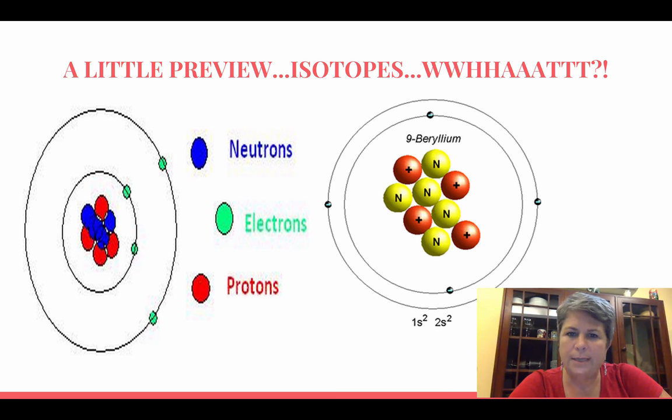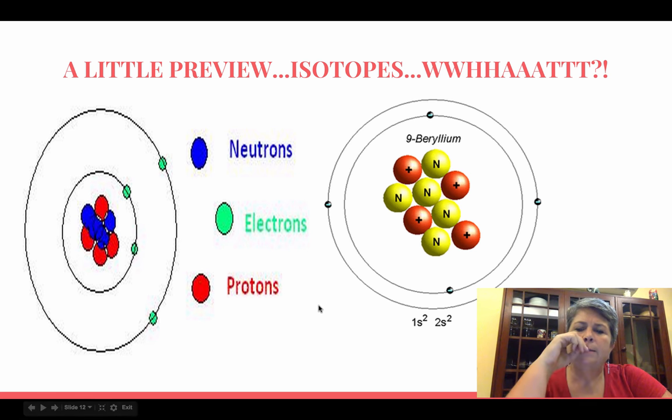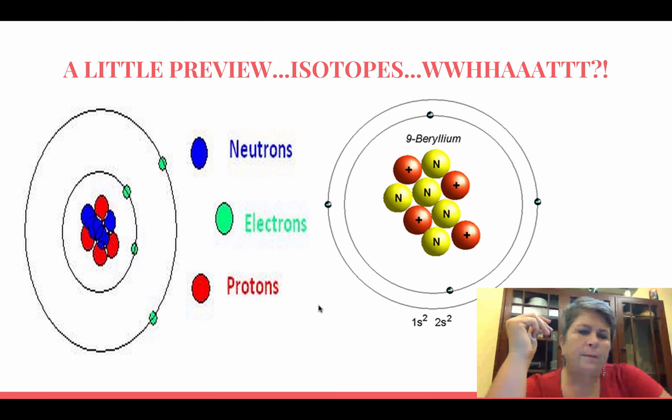Isotopes is another concept that's really quite simple once you get used to it. But remember how I said that the atomic number tells you how many protons, and the number of protons in an atom tells you which element you're dealing with. So if we look at both of these examples here, this one has 4 protons. The protons are in red. And this one over here has 4 protons, also in red or orange. Okay? So, guys, this is the same element. Both of these are beryllium. Beryllium atoms have 4 protons.